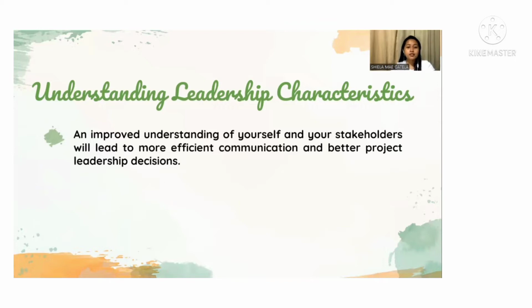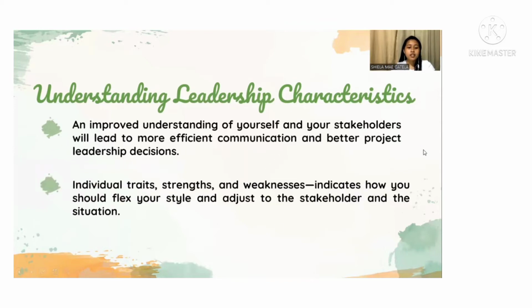Your understanding of leadership characteristics also includes understanding your individual traits, strengths, and weaknesses, as this indicates how you should flex your style and adjust to the stakeholder and the situation. So this will produce a better overall alignment, which leads to greater efficiency.